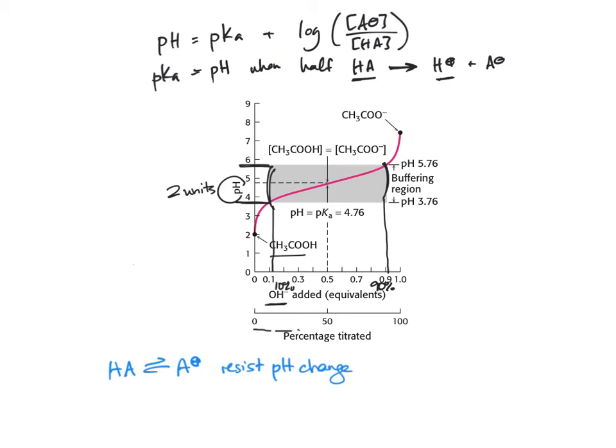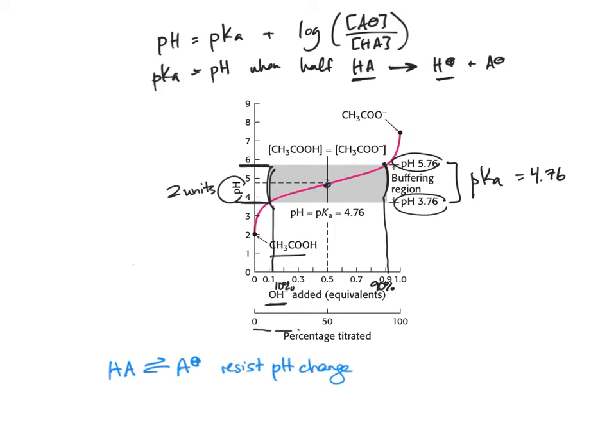Importantly, this weak acid, acetic acid, is best at buffering around its pKa, at a pH around its pKa. So the pKa is 4.76. It's best at buffering from about 3.76 to 5.76.